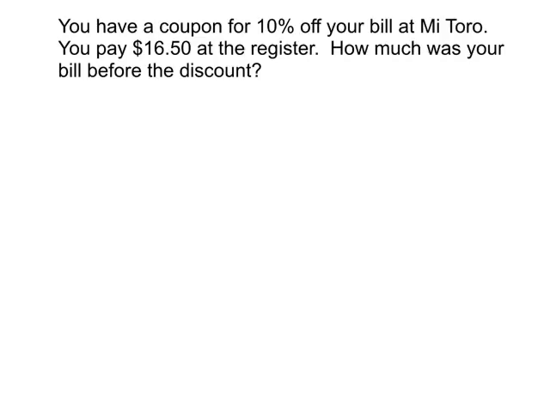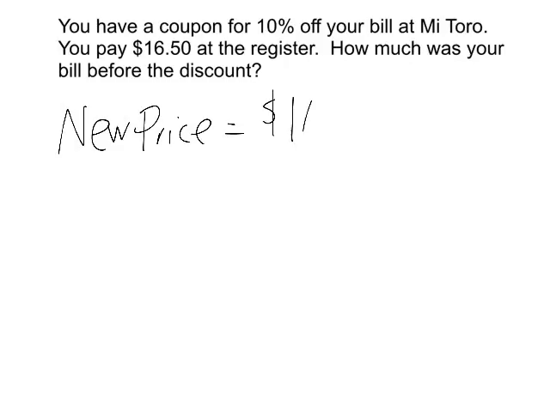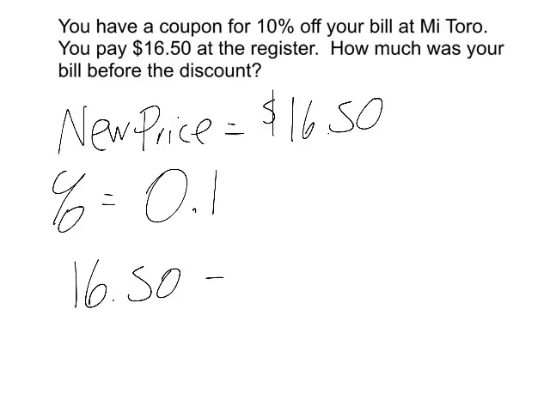So we still have a new price, what we pay at the register, and that here is equal to $16.50. We have a percent. In decimal form, 10% is 0.1. So we can put it together like this. We've got the new price equal to the original price, which we don't know, that's our X, minus, this time, because it's a discount, a coupon, you get a percentage off, 0.1X.